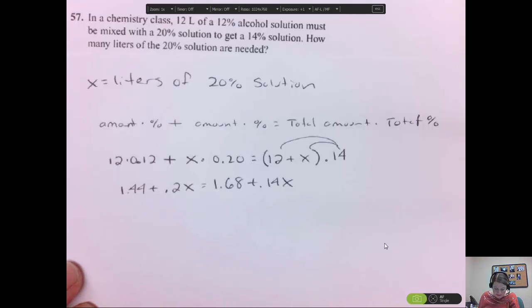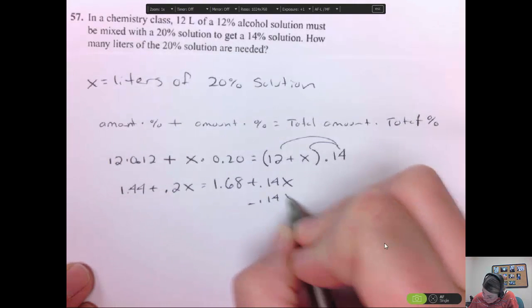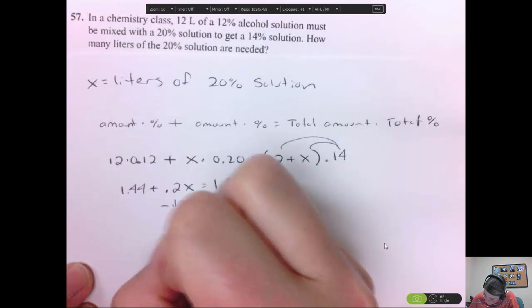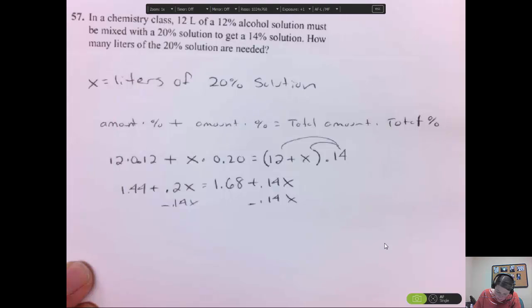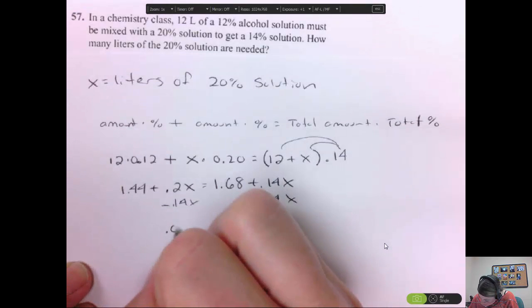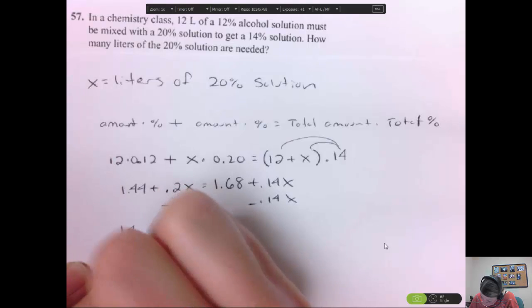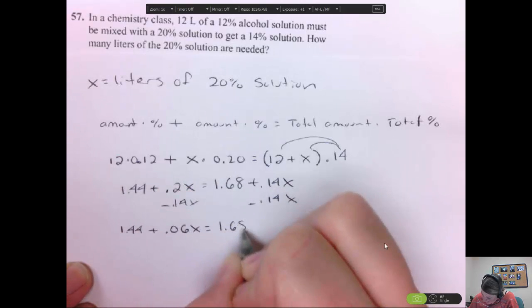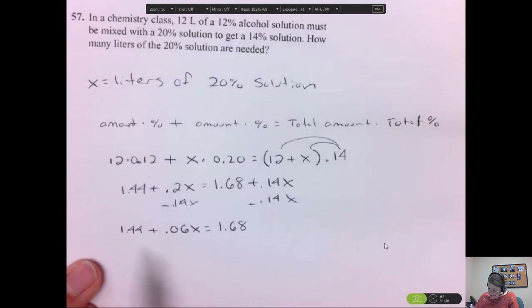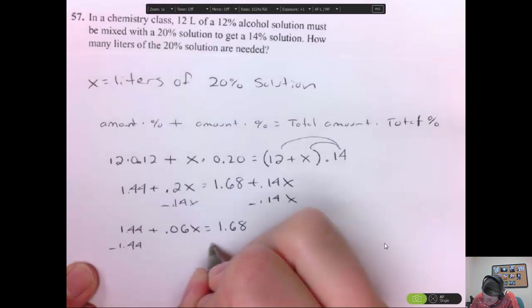So I'm going to subtract those together. Which way do I want to go? It doesn't really matter. I'm going to subtract the 0.14x over here. So 0.2 minus 0.14 is going to give you 0.06. And I still have my 1.44 and I have my 1.68. So I moved over my x. Now I've got to subtract the 1.44 over to the other side also.